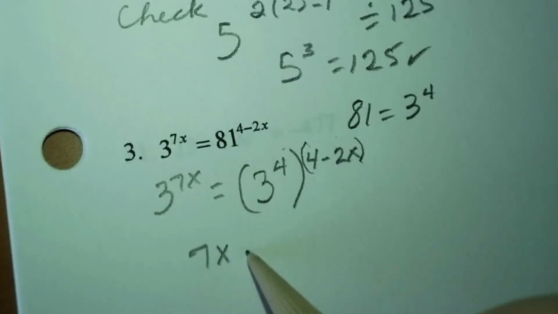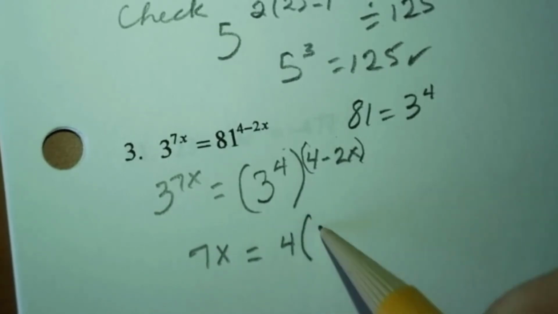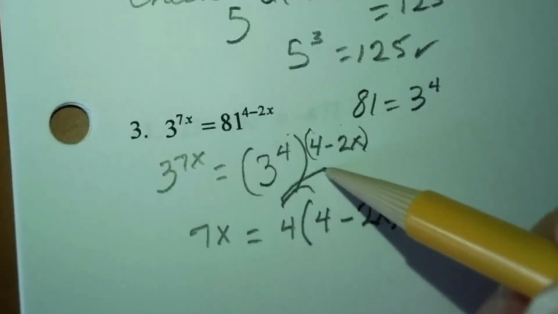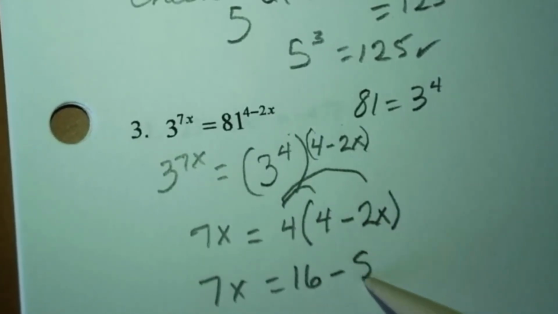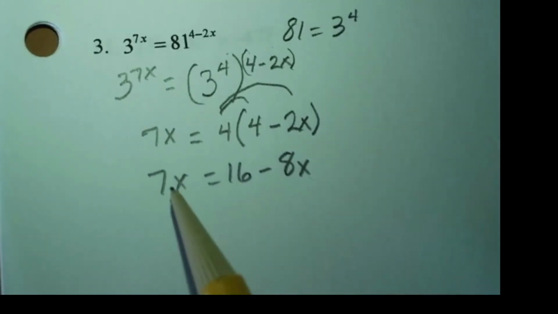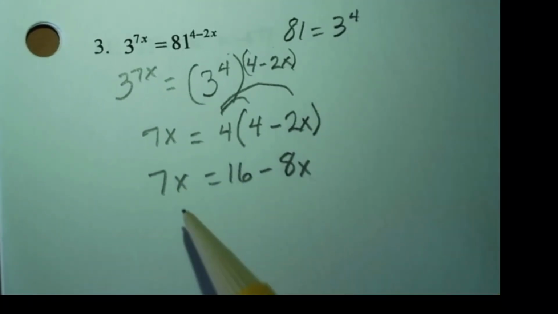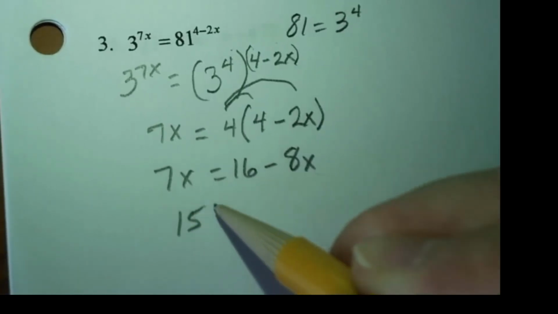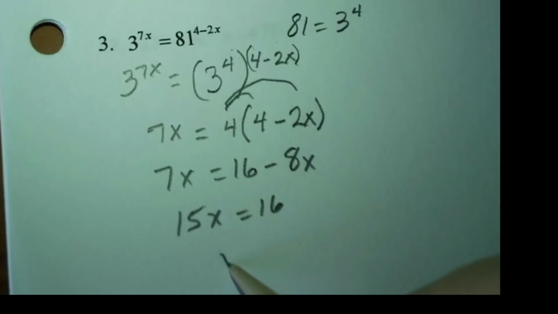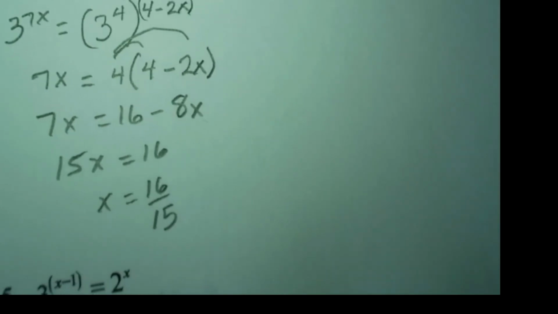So I'm going to write 7x equals 4 times 4 minus 2x. And now I'm going to distribute over here. And again, now we're just using our algebra skills, right? Okay, so there we go. And then we want to get these two x's together, so we'll add 8x to both sides. And so that's going to be 15x equals 16. And then we'll divide by 15. So x equals 16/15.